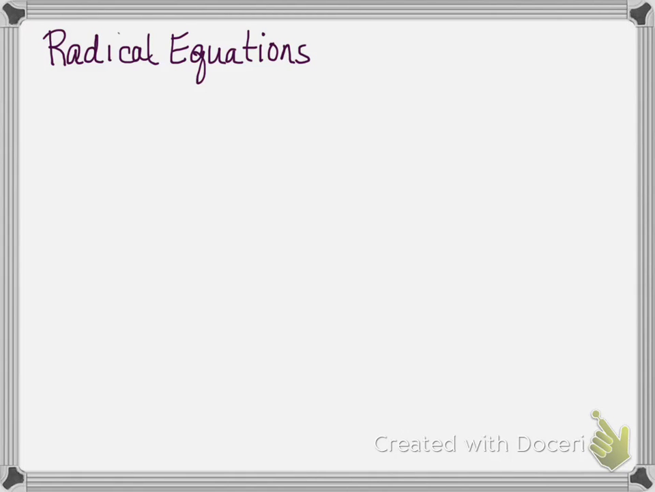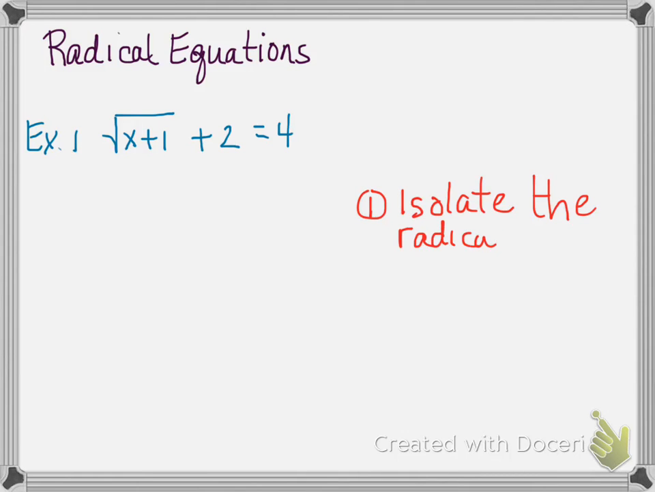Solving radical equations. So, for example, the square root of x plus 1 plus 2 equals 4. Our first step is to isolate the radical, or get the radical by itself. So we're going to do this by subtracting 2 from both sides, and we get the square root of x plus 1 equals 4.